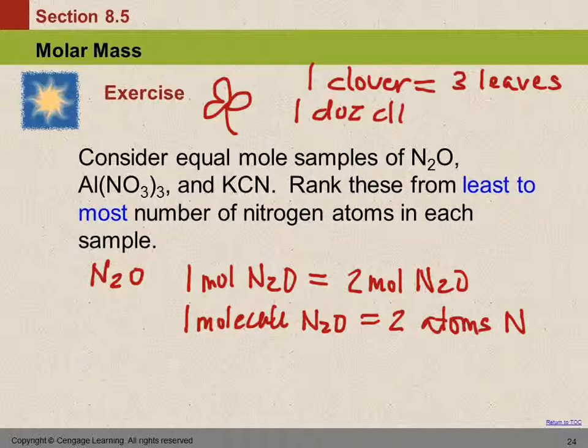1 dozen clovers have how many dozen leaves? 6. No. A dozen clovers, how many dozen leaves? 3 dozen. The person who said 6 just had a brain fart. Okay? 3 dozen leaves.